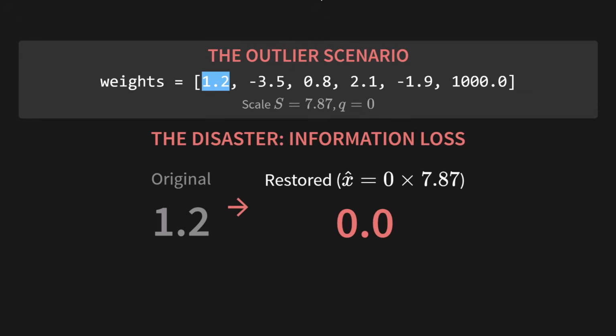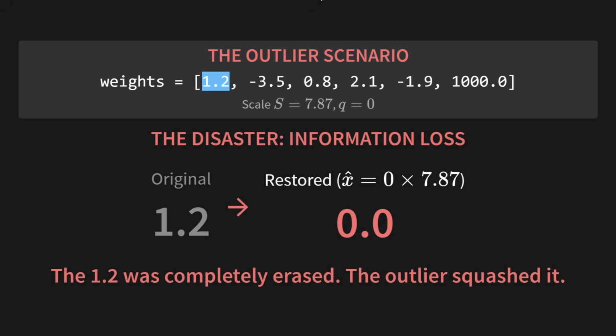And here is the disaster. The information loss. Our original value was 1.2, but when we restore it, we take our quantized value, 0, and multiply it by the scale, 7.87. And 0 times anything is 0. The 1.2 was completely erased. The outlier squashed it into nothing. All of our normal, important values are getting destroyed because of one single misbehaving weight.